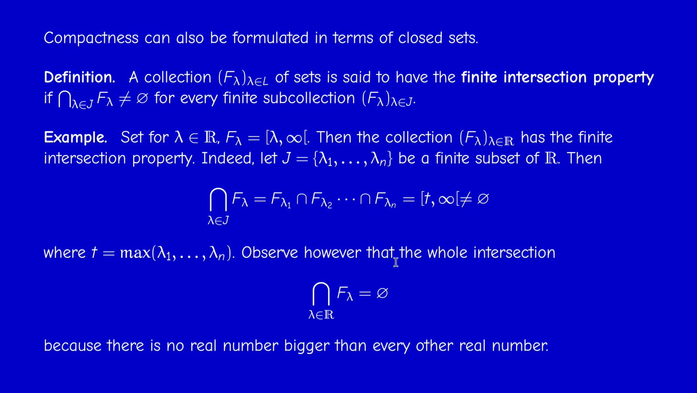However, the whole intersection here is empty because there's no number bigger than all other real numbers lambda. So in general, if the whole intersection is not empty, then any finite intersection is not empty because this is smaller. The whole intersection is contained in any finite intersection. But the converse, as we saw, need not be true. However, it is true if the F_lambda are closed sets and you are dealing with a compact space. So this is the point.